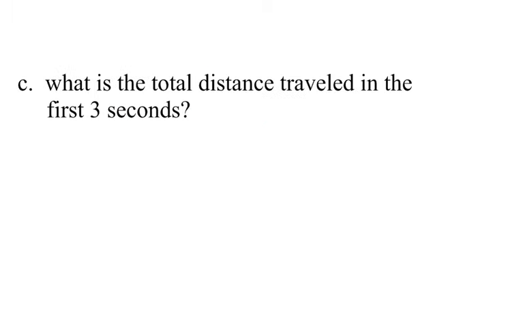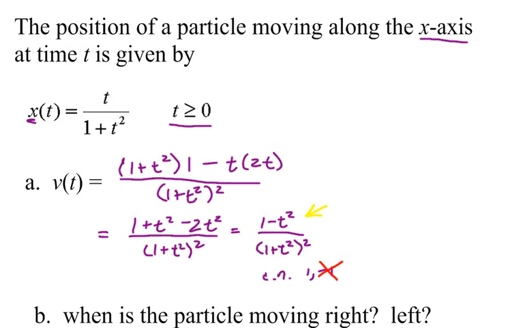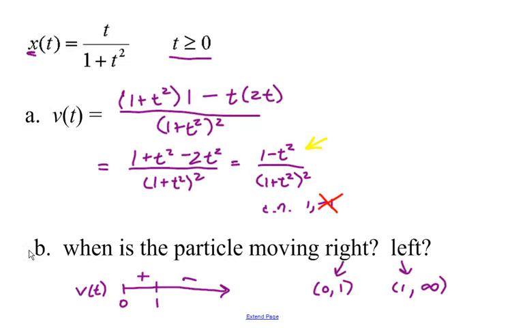All right, our next question is going to ask us, what is the total distance traveled in the first 3 seconds? So let's just go back to our work on the previous page. The first thing we're concerned with is, did it change direction? And you'll recall down here, it did change direction. It went to the right and then to the left. So I need to consider the time from 0 to 1 separate from the time from 1 to 3.